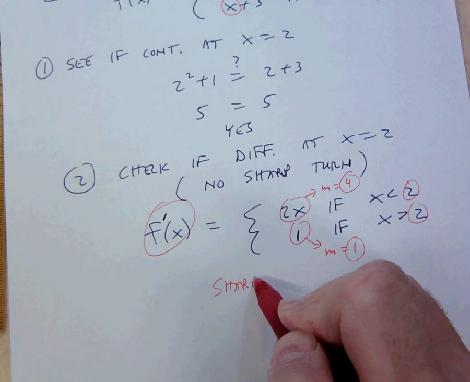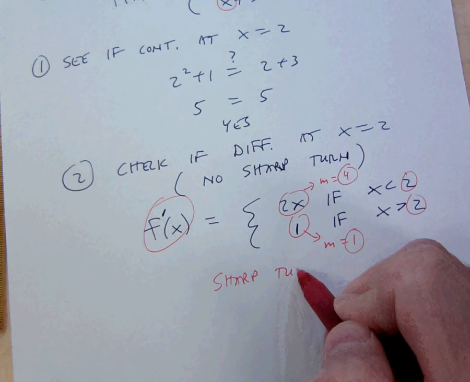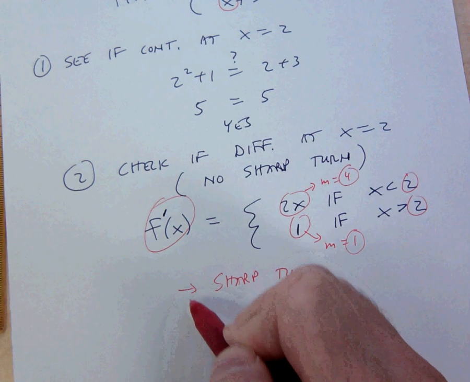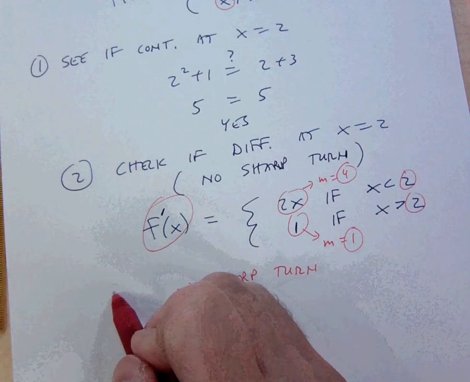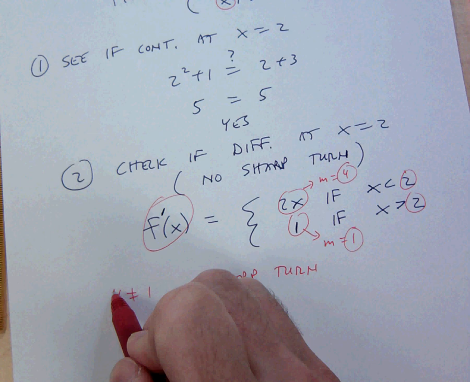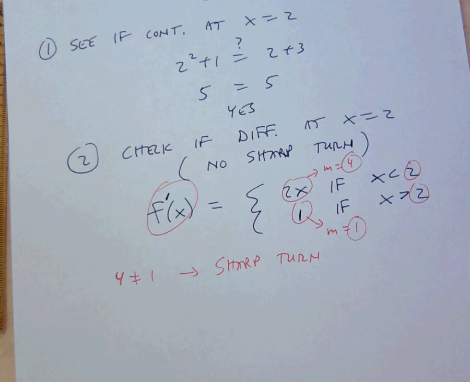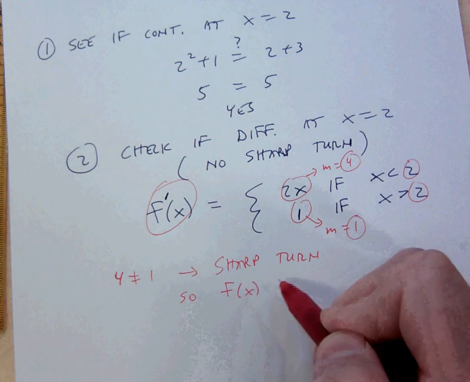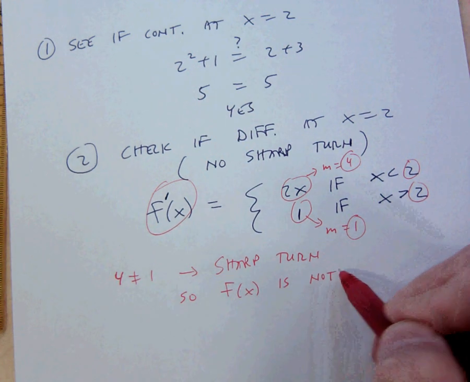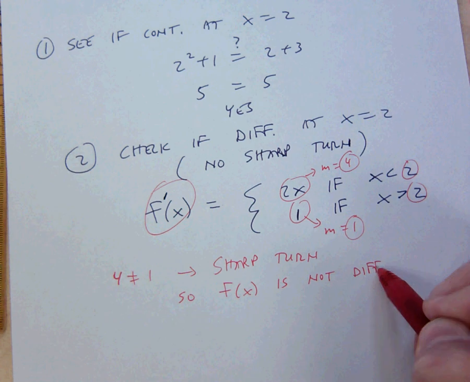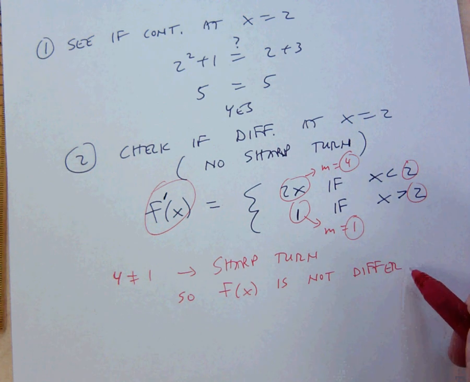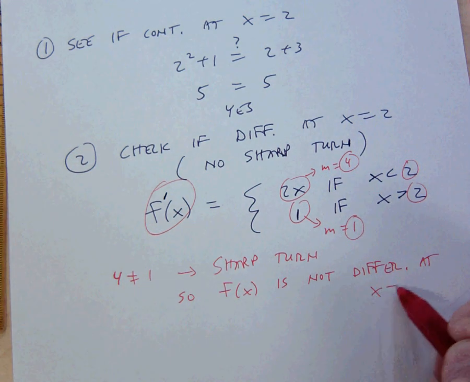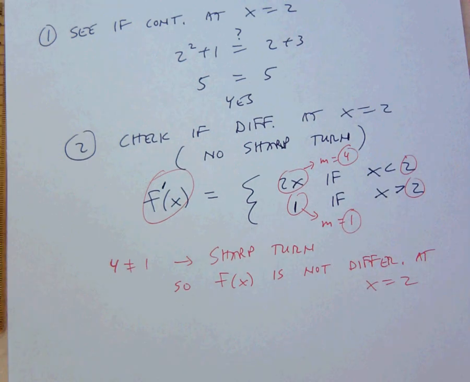So guess what? And the reason is because 4 is not equal to 1. That's the reason there's a sharp turn. And so therefore, f is not what? Not what? Differentiable at x equals 2. Everybody see what I did? Yes?